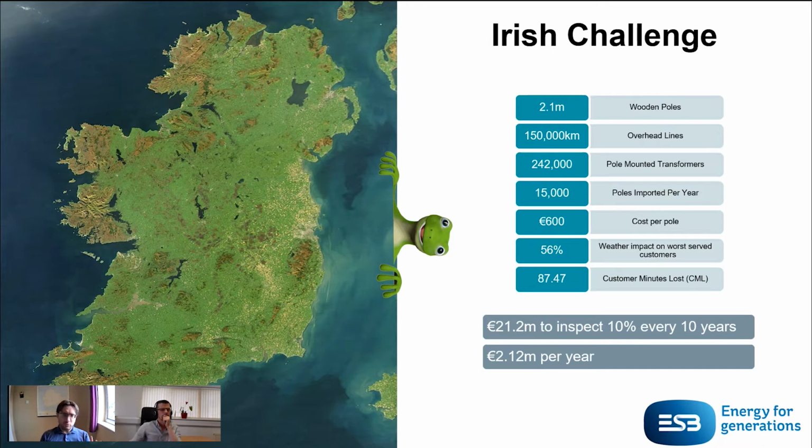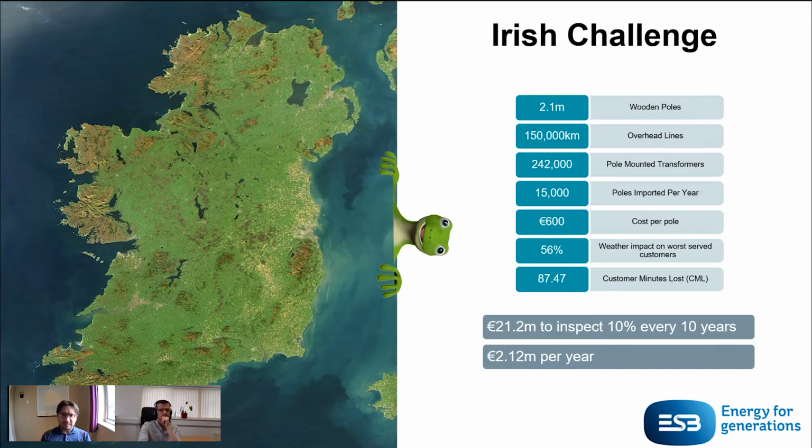But then their worst served customer metric, which is basically those customers who are unfortunate enough to lose their network several times a year, 56% of those customers are impacted because of bad weather. You can imagine the west coast of Ireland, that's where all the bad weather comes from. It's straight across the Atlantic. It comes straight in. A lot of those storms are going to hit. If your poles aren't very good, they're going to come down, and that starts to impact those metrics.